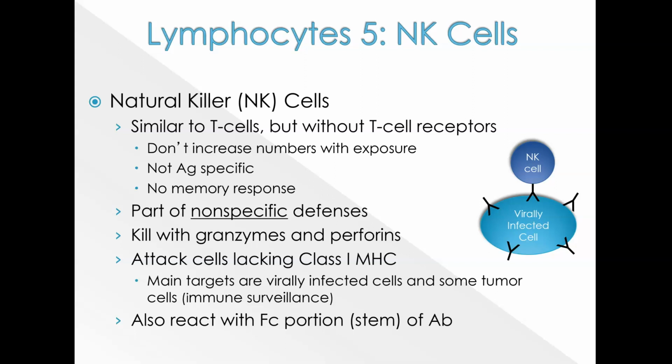What they can do is recognize the Fc portion of an antibody. And again, I'll explain what that means here in just a bit. But they're going to recognize the Fc portion of an antibody. And when they do that, they're going to launch grenades at whatever cell that antibody is attached to. So they can either recognize that Fc portion, or they can recognize a cell that doesn't have MHC on the surface.